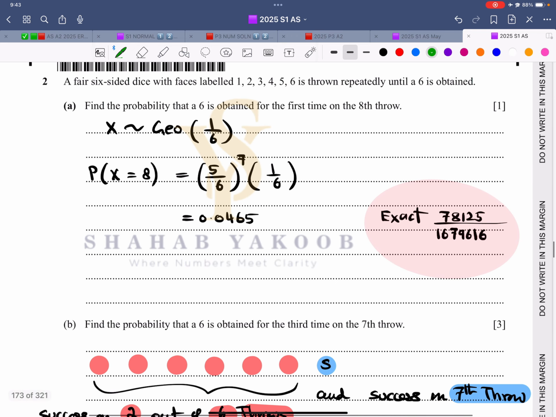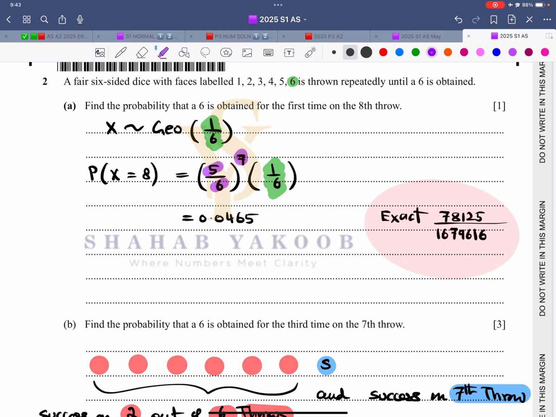So coming back to this. Now over here, the geometric probability distribution, probability of success is 1 over 6. The 8th one is the success. So the final one is the success. And then there are 7 failures. So probability of failure raised to the power of 7.